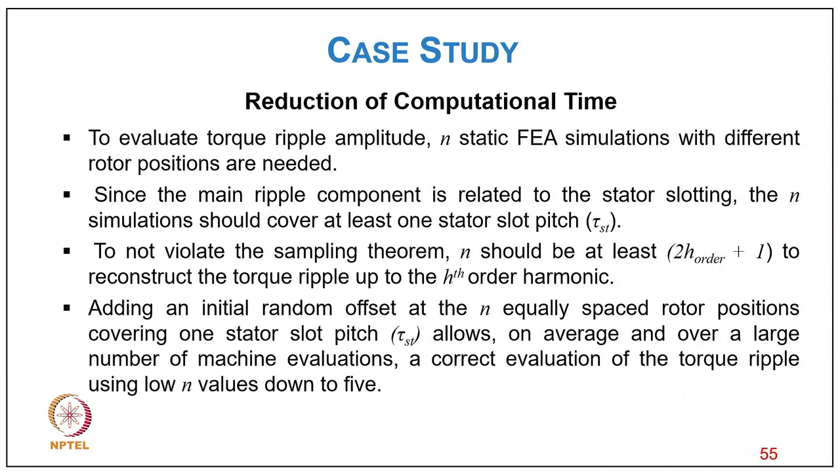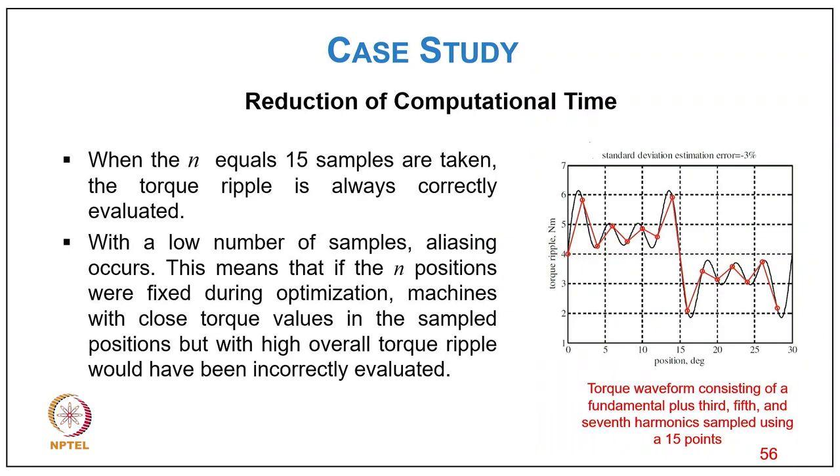To evaluate torque ripple amplitude, static FEA simulations with different rotor positions are needed. Since the main ripple component is related to stator slotting, the n simulations should cover at least one stator slot pitch, TST, and to not violate the sampling theorem, n should be at least 2h plus 1 to construct the torque ripple up to the hth order harmonic. Additionally, adding an initial random offset to the n equally spaced rotor positions covering one stator slot pitch allows, on average and over a large number of machine evaluations, a correct evaluation of the torque ripple using low n values down to 5. And typically, when n equal to 15 samples are taken, the torque ripple is always correctly evaluated.